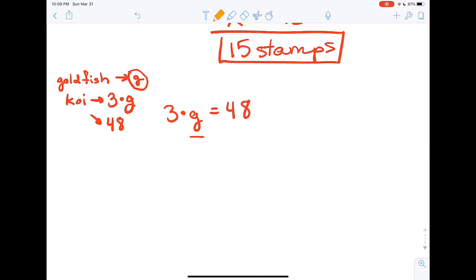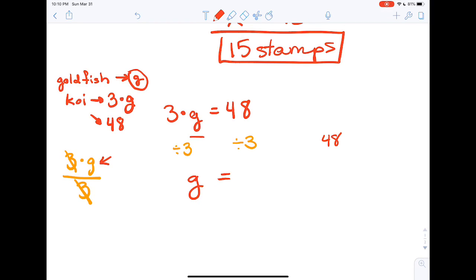So if I have 3 times g over here, if I divide by 3, then I'll just get g. Because if I multiply by 3 and then I divide by 3, oh, look at that. They cancel each other out. That's a pretty sweet little deal there. Well, if I divide by 3 on one side, I have to divide by 3 on the other side. So I'm going to do that. So 3 times g divided by 3, well, we can see from here that it's just going to be g left, equals 48 divided by 3.